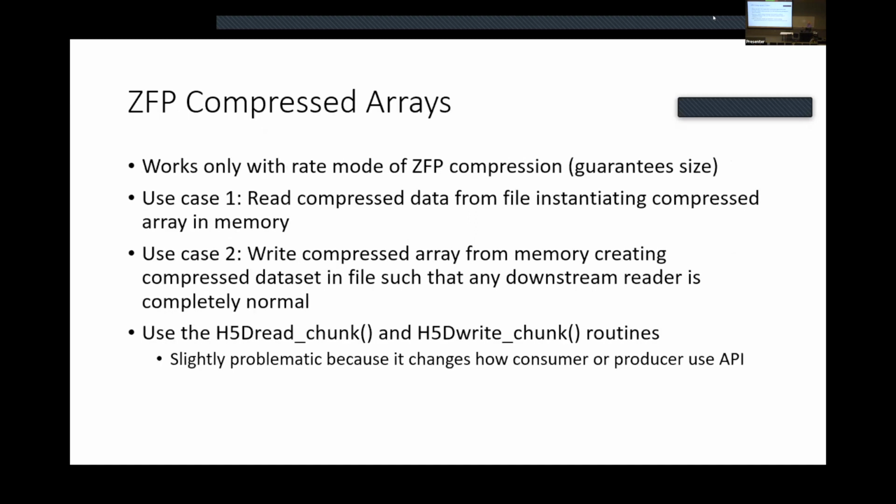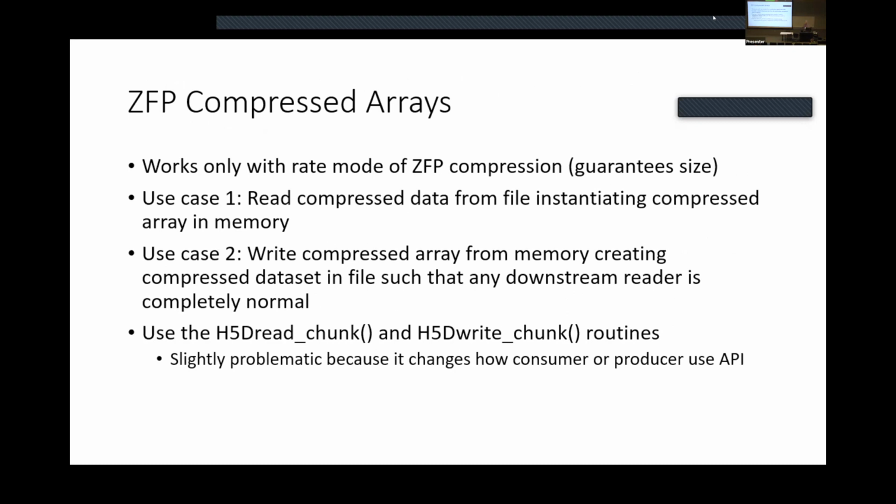Okay, ZFP compressed arrays. In this case, what you have in memory is an actual compressed array. And those usually work, in fact I think they only work, with the ZFP library's rate mode of compression. So the array can be randomly accessed in memory. It basically needs to achieve a fixed size for the compressed pieces of that array.